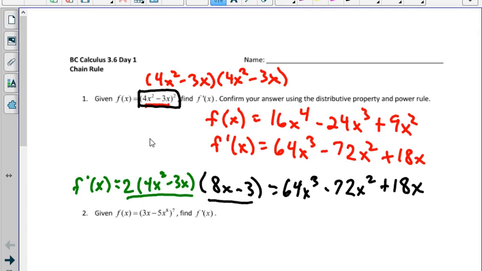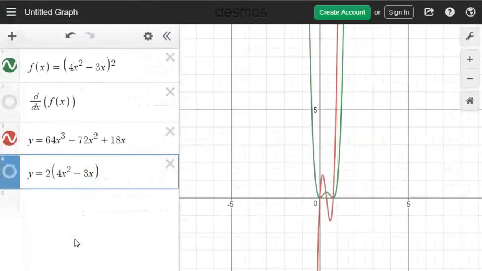It's actually pretty incredible that this works out that way, that if I take the derivative of the big function and then take the derivative of the layers on the inside as well, I end up getting that function. So I can take a look at Desmos here. I can put in the derivative of the inside. Notice if I use the power rule to take the derivative of 4x squared minus 3x, I get 8x minus 3. If I take a look at that, it ends up being layered right on top of the derivative.